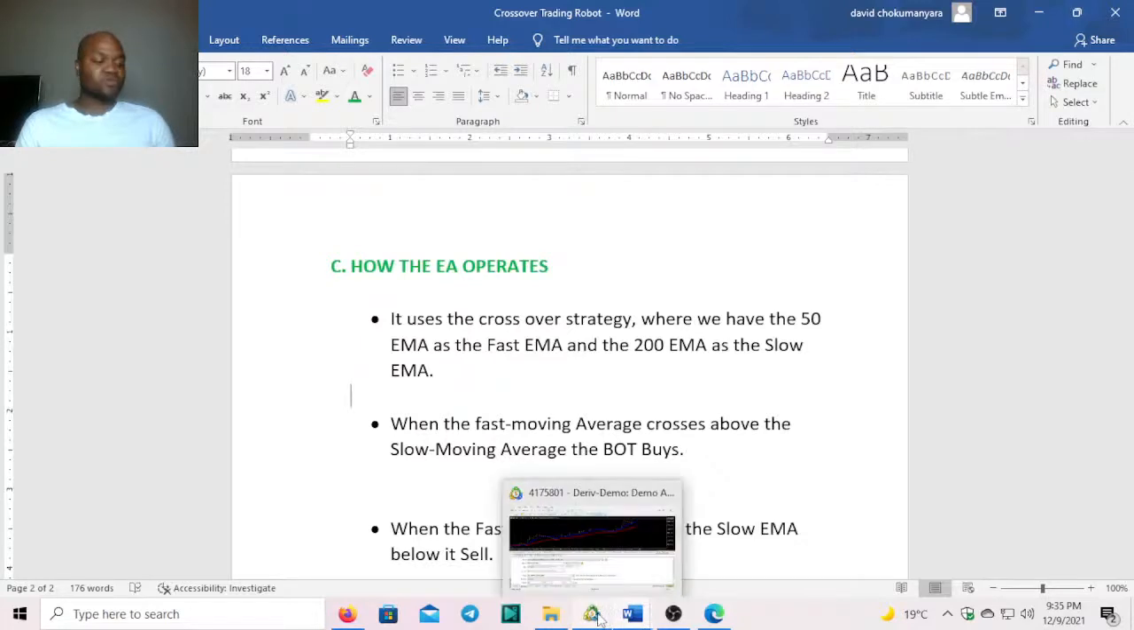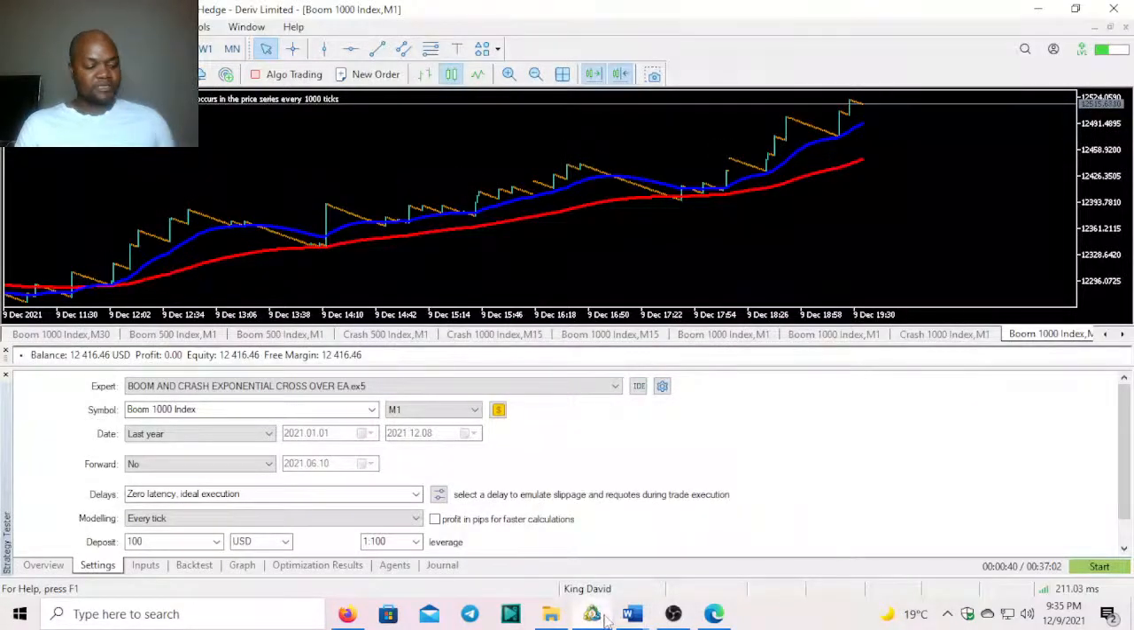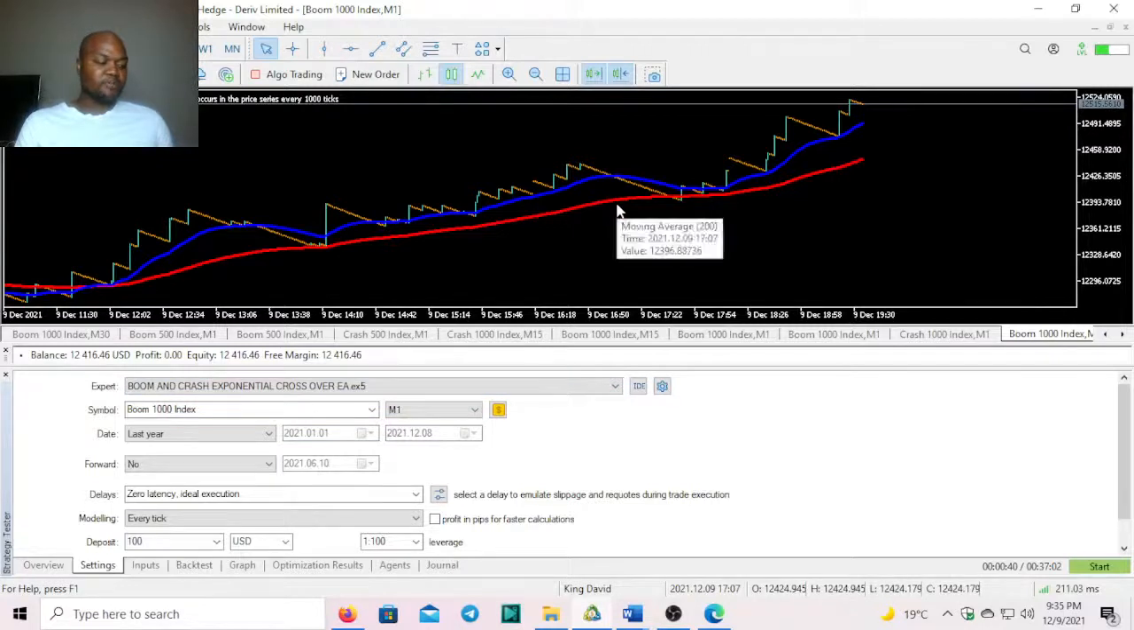Okay, let me go to the charts and try to show you what exactly I mean. If I go here to these charts, you're going to be able to see this. So this is what I'm talking about. The blue moving average, and the 200 exponential is the slow moving average. Okay, so the blue moving average is our.